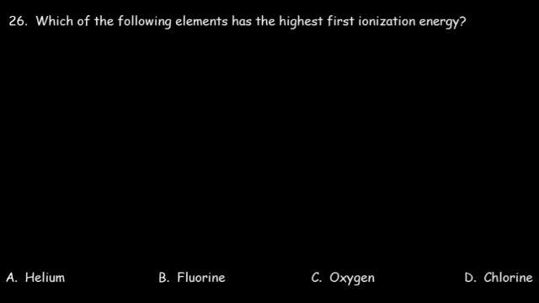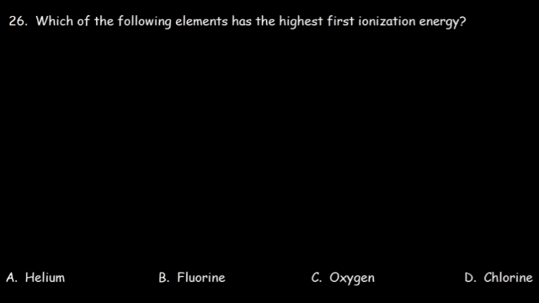Number 26. Which of the following elements has the highest first ionization energy? Is it helium, fluorine, oxygen, or chlorine? Ionization energy is the energy that is required to remove a valence electron from a gaseous atom. It could be just the outermost electron. Sometimes it could be a core electron, depending on if it's like the second or third ionization energy. But it's the energy required to remove the outermost electron, which is usually a valence electron.